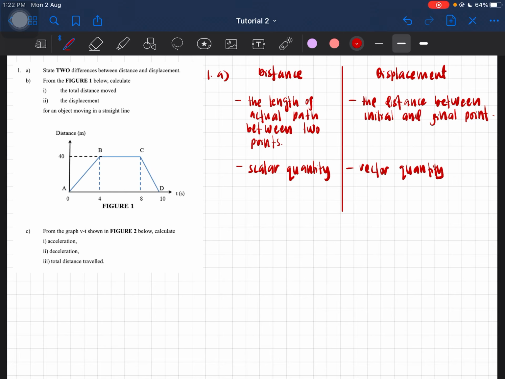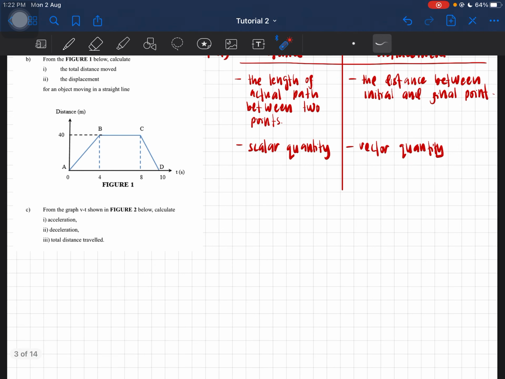Okay, so the first question asks about stating two differences between distance and displacement. Okay, so now I've written it down here so that it won't take up too much time. So distance is actually the length of the actual path between 2 points, whereas displacement is the distance between the initial and final point. Okay, so distance is a scalar quantity, whereas displacement is a vector quantity.